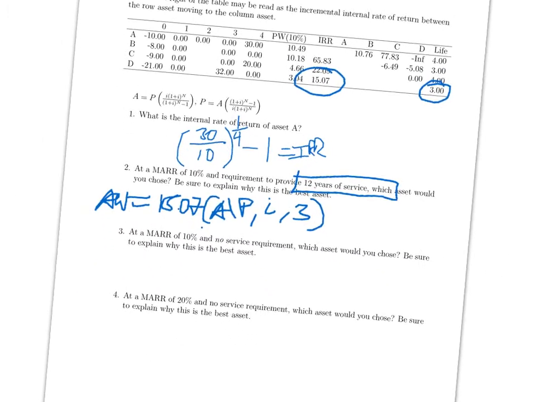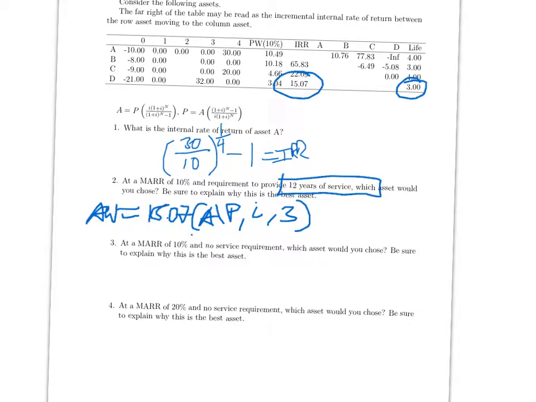The last question down here says, at a minimum acceptable rate of return of 20%, no service requirement, which asset would you choose? Well, that 20% is key because it means that you can't use this 10% that's right here. Present worth always changes when you change the interest rate. And because you don't know the stuff in the middle, you can't calculate present worth. You're stuck using the data that's already there. And what you're looking at here is forcing you to use the internal rate of return criteria.